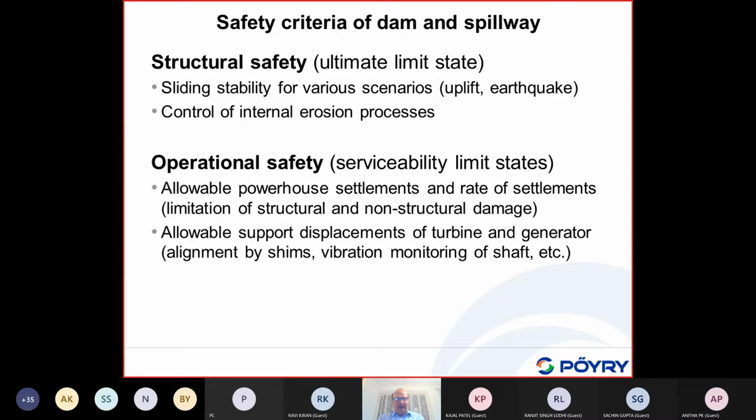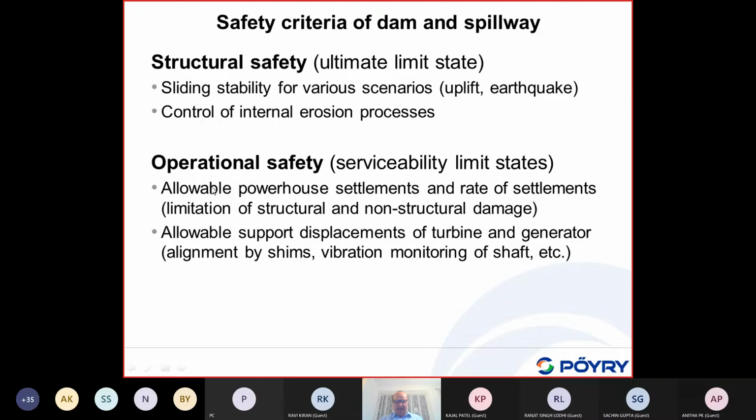And you know, serviceability limit state in structural engineering, for example for reinforced concrete structures, is mainly the allowable crack width, and basically allowable deformations in order to protect structures in buildings. Okay, but here in a power plant, the serviceability limit states are related to the operation of the power plant.